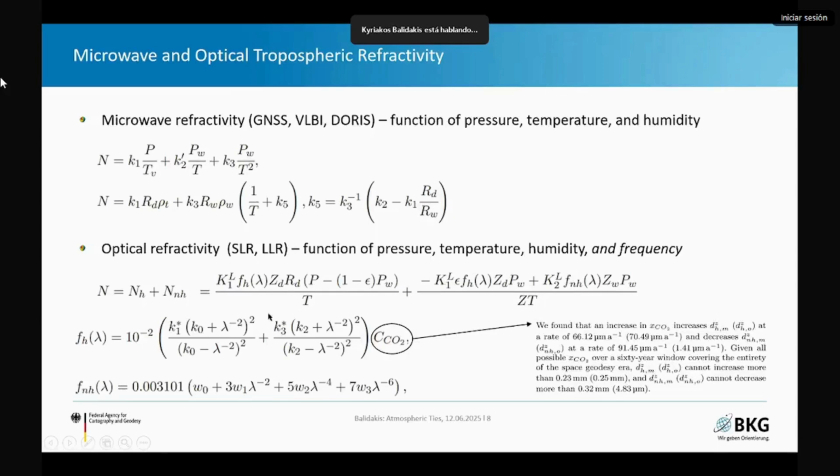And also in these equations for SLR, there is a small term that says that the hydrostatic delay for optical signals depends also on the concentration of carbon dioxide. However, this is a very small component.